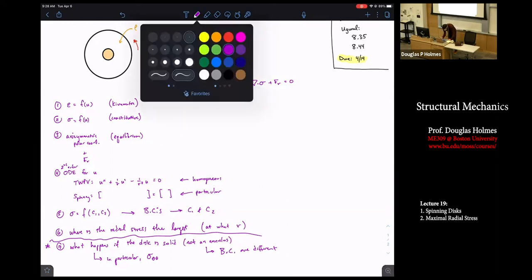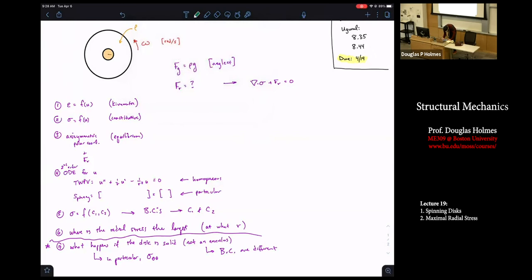Just to make sure we're all on the same page, the inner radius is a, the outer radius is b. I don't think you need to know anything else. Everything else is the same. The radial coordinate is where you think it is, and the azimuthal coordinate is in the direction of the angular speed omega, which is in radians per second. So start here. I guess step zero is what is this? And then make your way through here.